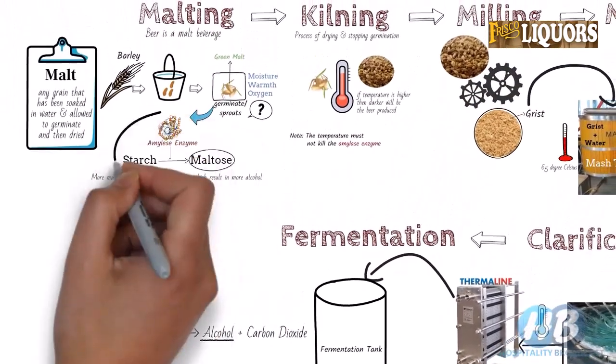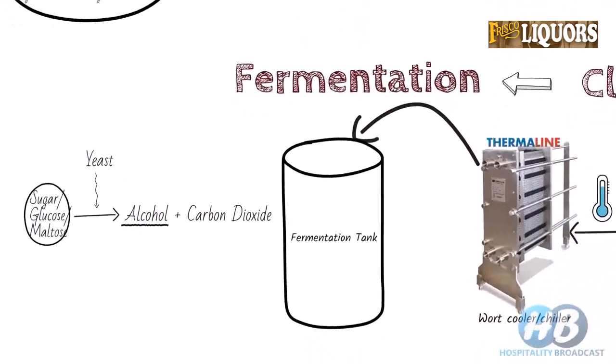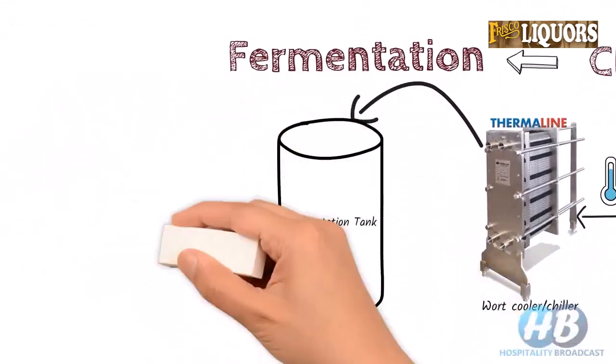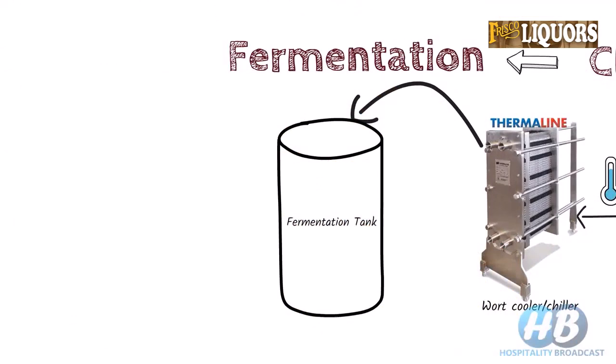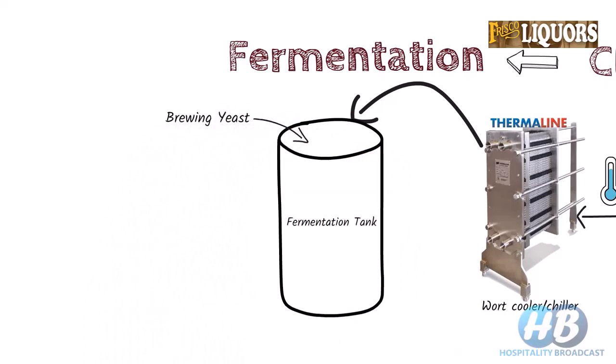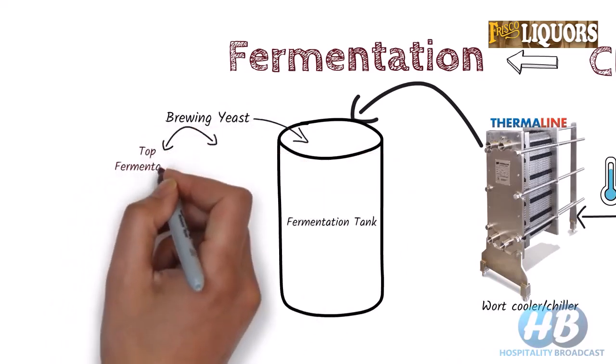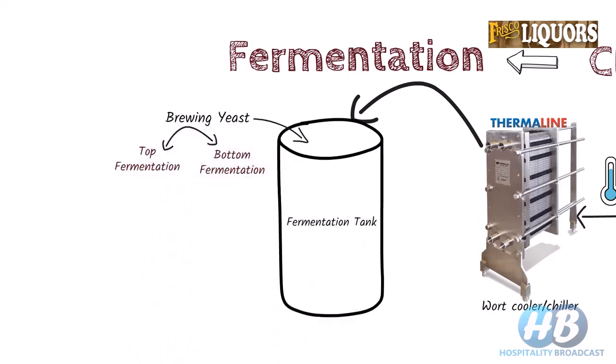Now you get an idea why we concentrate on this germination process which produces amylase enzyme, which converts more starch into sugar. Here for obtaining sugar for fermentation we used malted barley. Now in fermentation tank, this fermentation process takes place and special brewing yeast is added. Now based on the kind of brewing yeast, there are two types of fermentation, top fermentation and bottom fermentation.